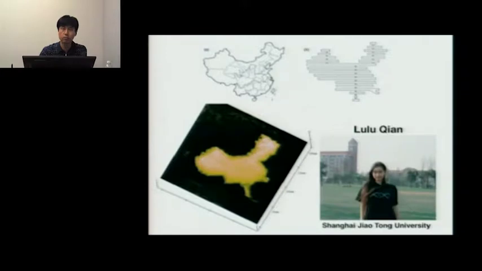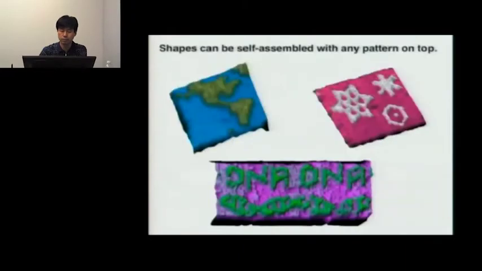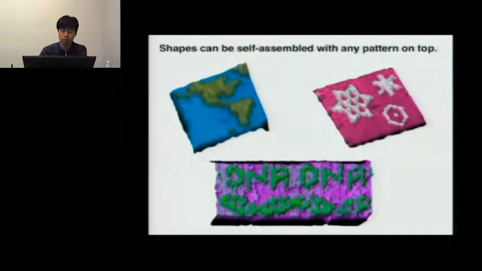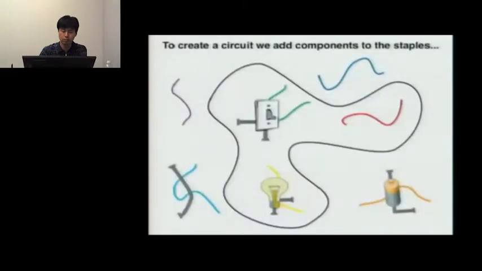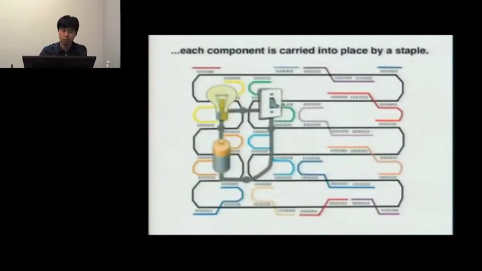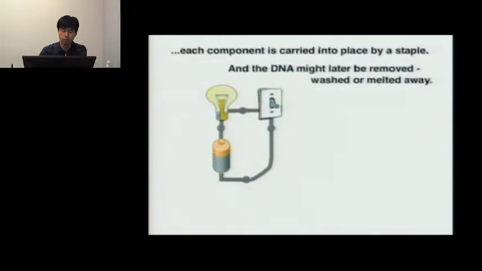So this works really well, and you can make patterns as well as shapes, okay? And you can make a map of the Americas and spell DNA with DNA. And what's really neat about it, well, actually this all looks like nano artwork, but it turns out that nano artwork is just what you need to make nano circuits. So you can put circuit components on the staples, like a light bulb and a light switch, let the thing assemble, and you'll get some kind of a circuit. And then you can maybe wash the DNA away and have the circuit left over.